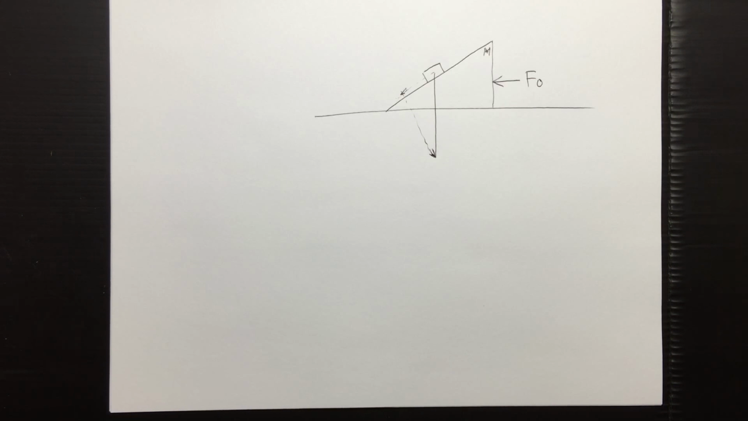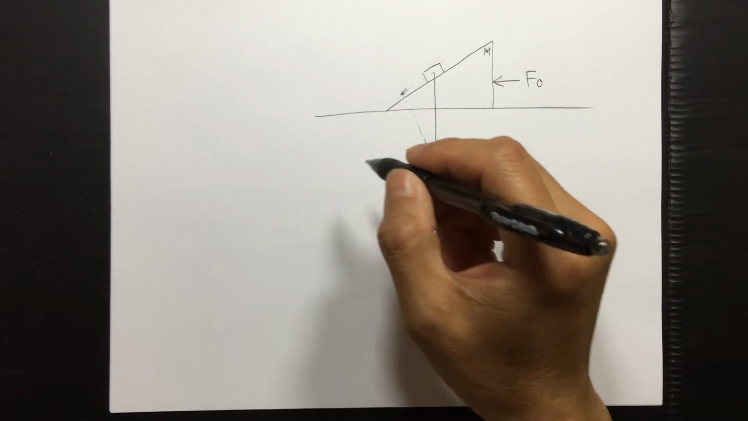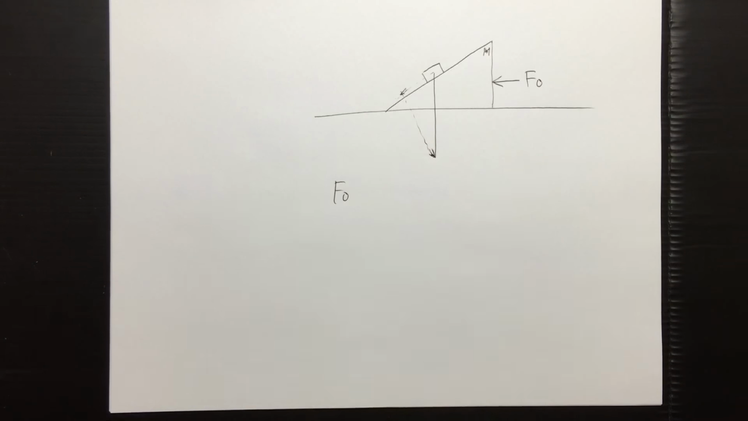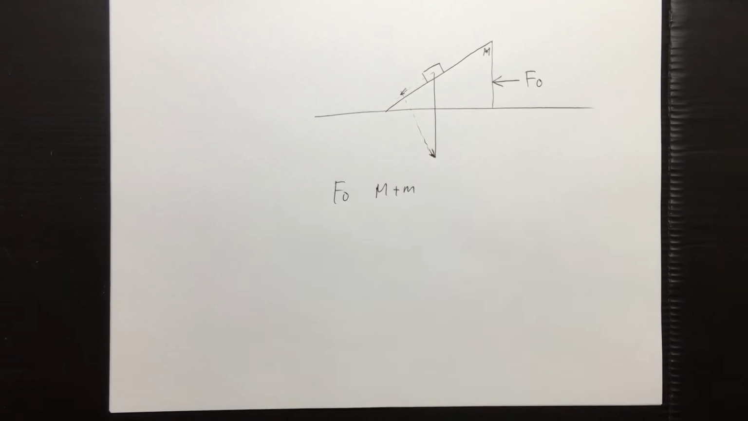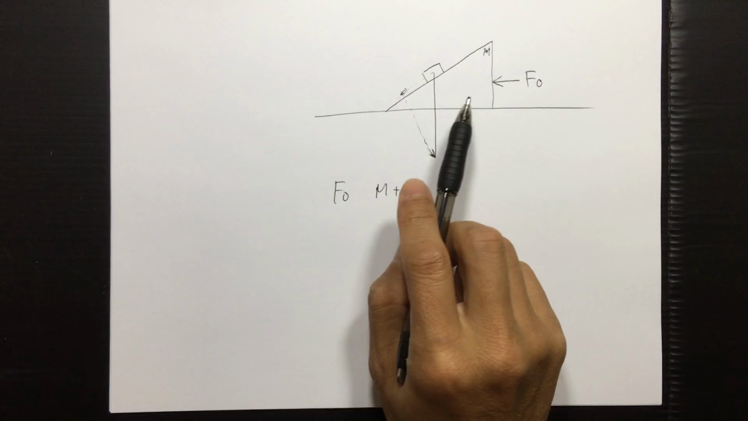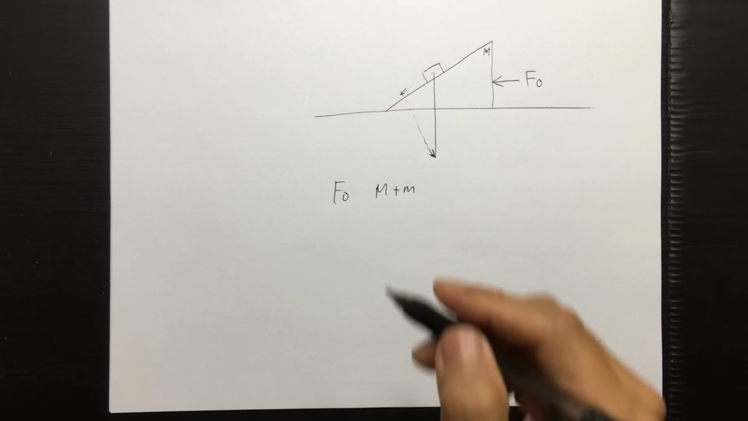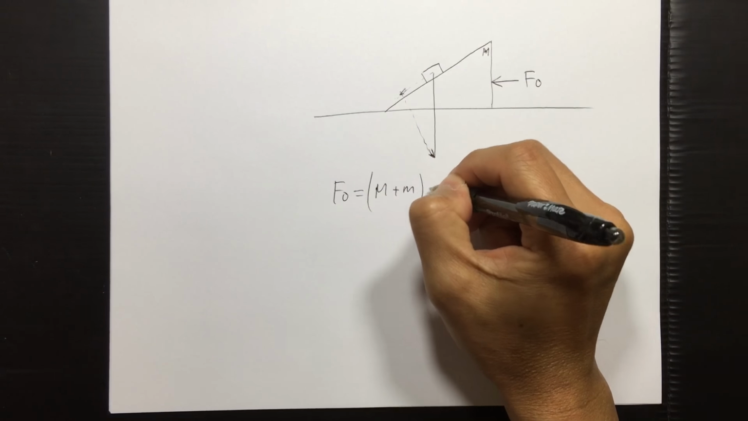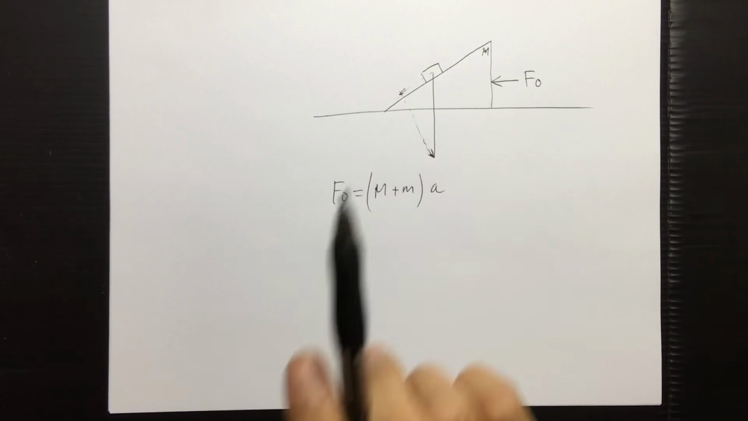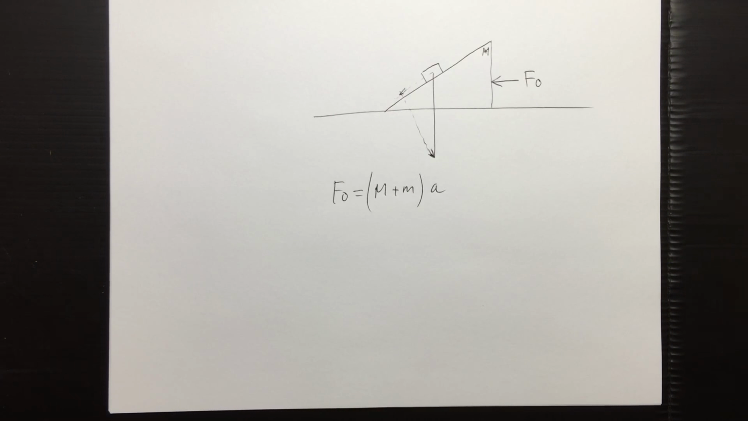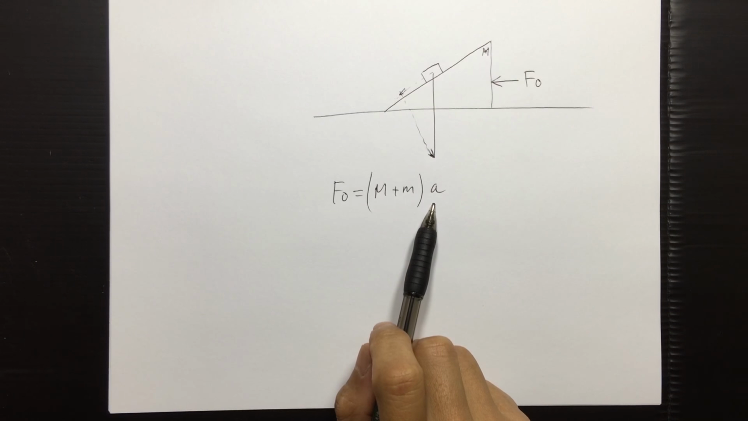First of all, F0 drives both m and m, right? So you can say F0 equals ma. However the business is going on in there, you can treat these two things as one thing, and this one thing moves at this acceleration.